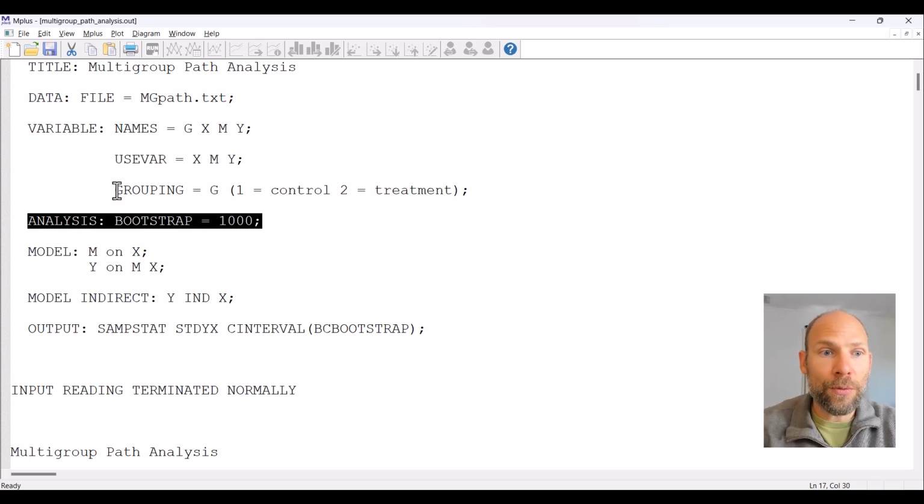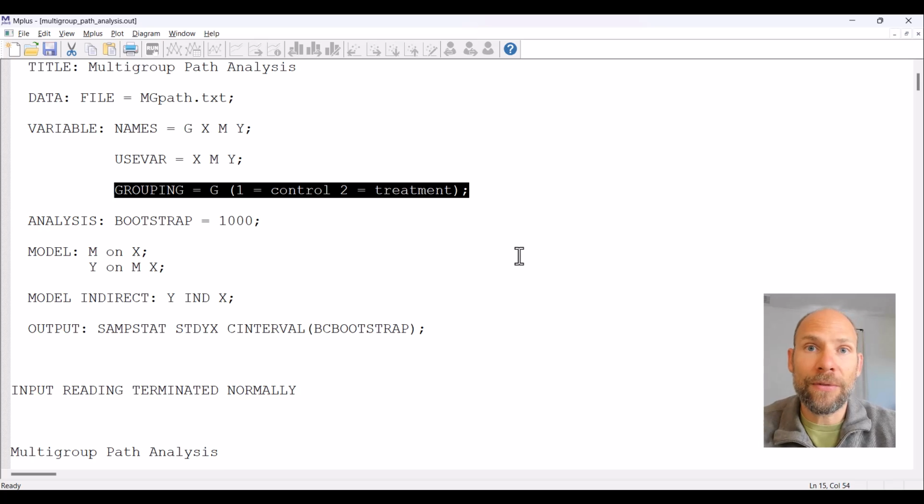Notice that this grouping command here is key in the input file. If we didn't include that grouping command, Mplus would not run this as a multi-group analysis. So this really is the key command here that makes Mplus run this as a multi-group analysis, meaning the coefficients are estimated separately for the control and treatment groups, and the default in Mplus with path analysis is that all path coefficients will be allowed to differ, all intercepts of the regressions are allowed to differ, and also the residual variances of the regressions are allowed to differ under this setting that I'm showing here.